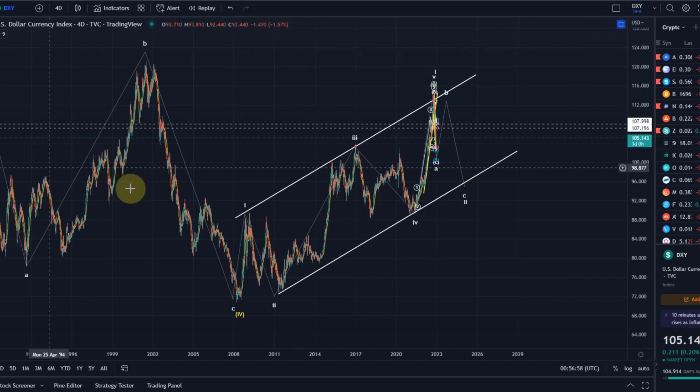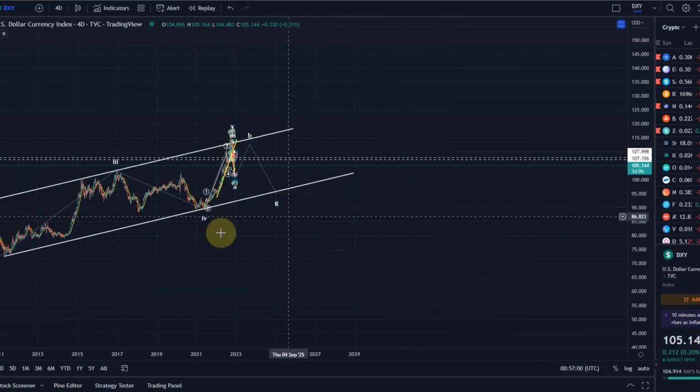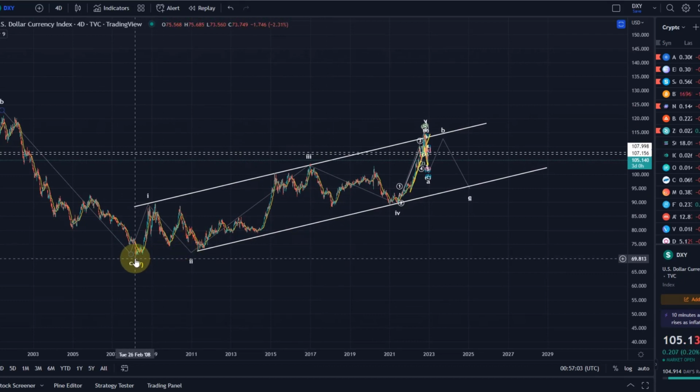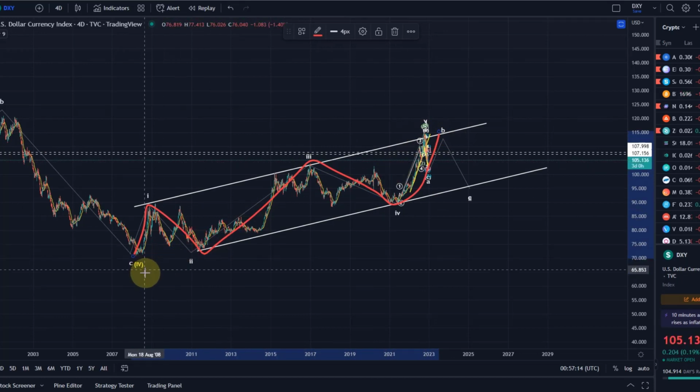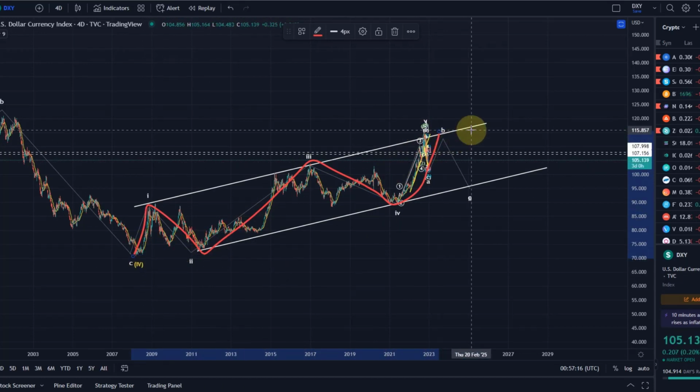So I won't go through the entire chart, but what you need to know, because we did that in the previous videos, I think we completed, that's the primary expectation, a 5-wave structure here, 5 waves, in October this year. I call that a leading diagonal. It's an Elliott wave pattern.